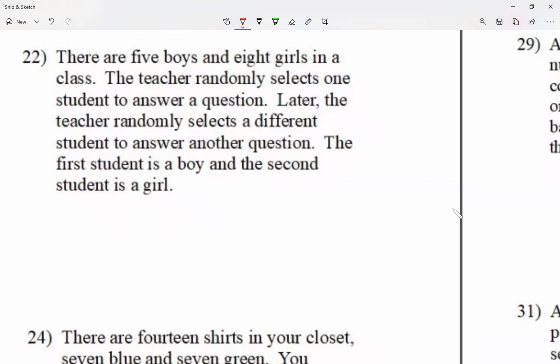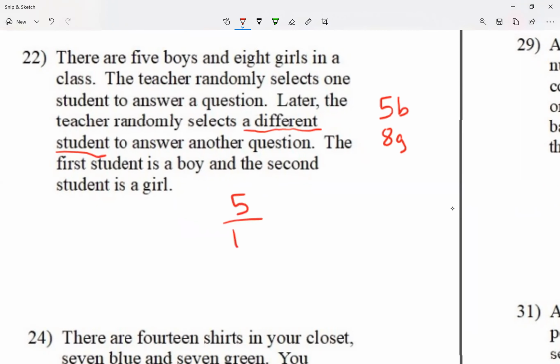There are 5 boys and 8 girls in a class. So let me just write 5 boys and 8 girls. The teacher randomly selects one student to answer a question. Later, the teacher randomly selects a different student to answer another question. The first student is a boy and the second student is a girl. So the first student is a boy. To begin with, there's 5 boys out of 13 people. That was the first choice.